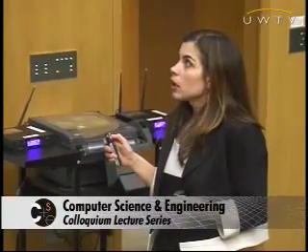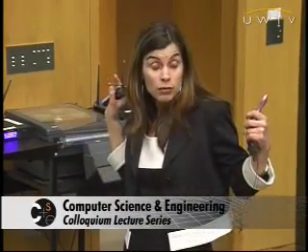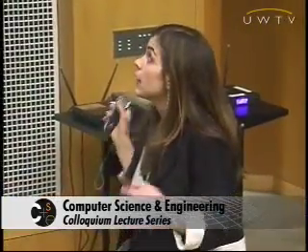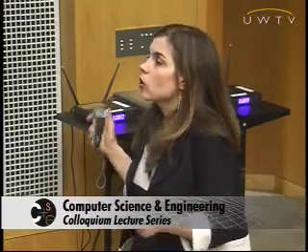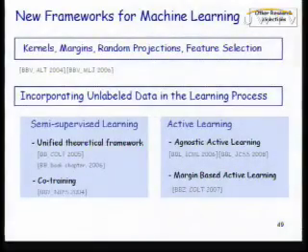And in the context of machine learning, in addition to the topics I've talked about today, learning with similarity functions, I've also worked on a number of other topics. In particular, I have explored connections between kernels, random projections, and feature selection, as well as various ways of incorporating unlabeled data in the learning process. And I have briefly talked about this at the beginning of my talk.